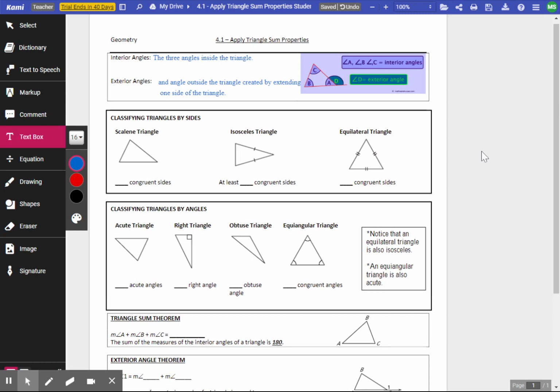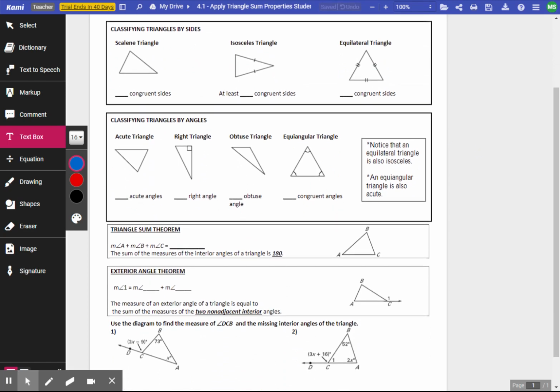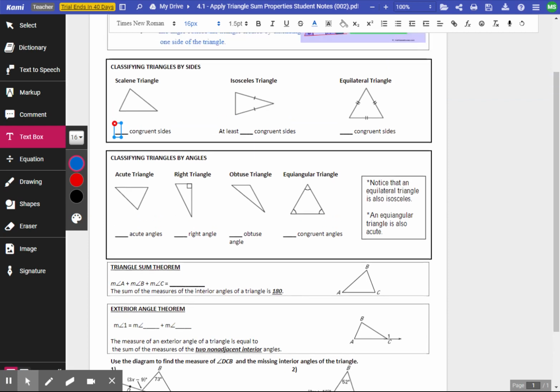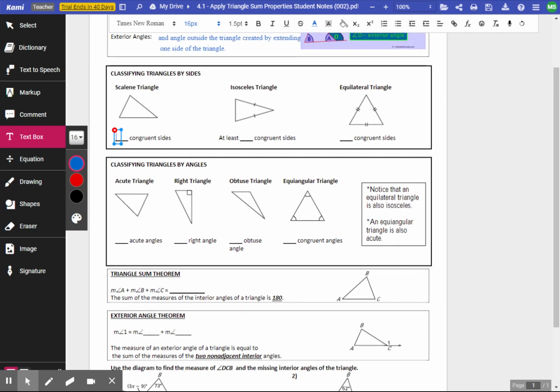All right, we can't introduce triangles without going over these vocabulary words. My guess is you guys have done these more than once in your math history, but we'll just review. Triangles are classified by two things: the lengths of their sides and the sizes of their angles. The three vocabulary words that go with side lengths are scalene, isosceles, and equilateral. A scalene triangle has 0 congruent sides.